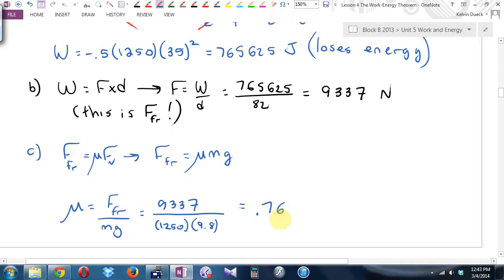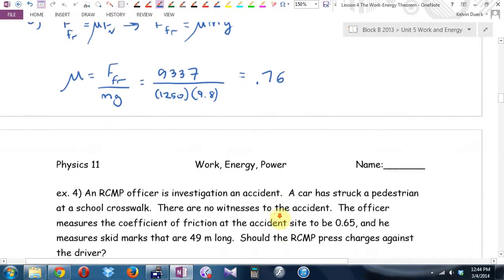0.76 what? Units. Mu is no, it's just a ratio. It's actually, by the way, a force divided by a force. It's newtons divided by newtons. The newtons cancel. No units. 0.76, is that a high coefficient of friction or a low? That's pretty high. You'd feel good traction there. Okay. Let's investigate a car accident.